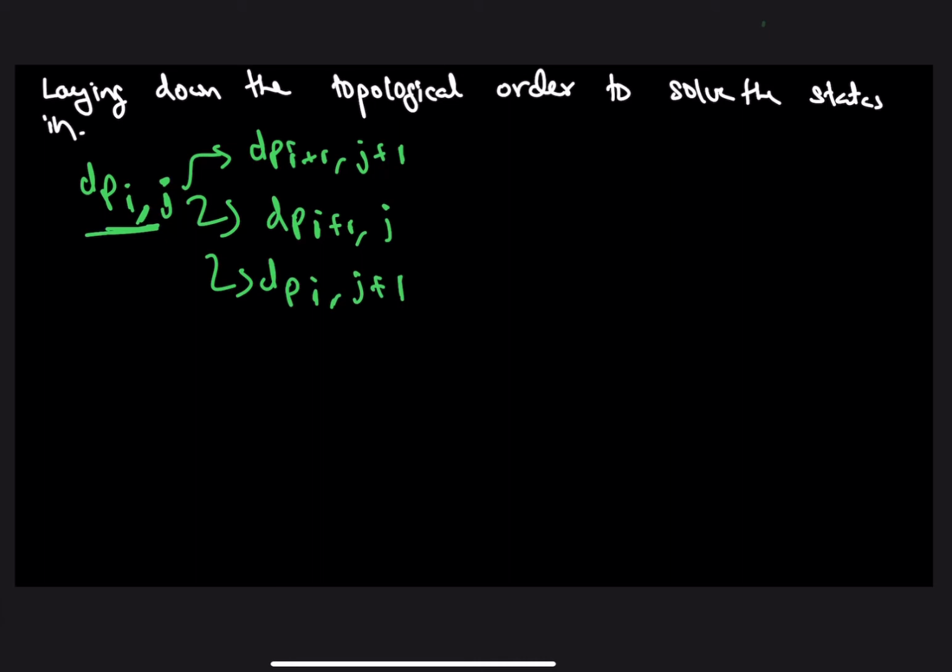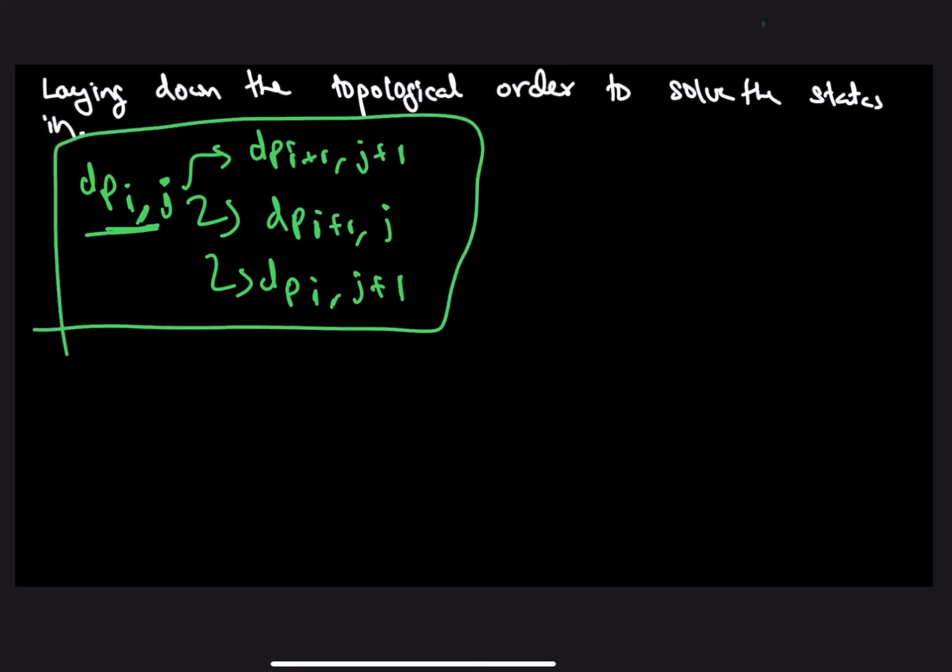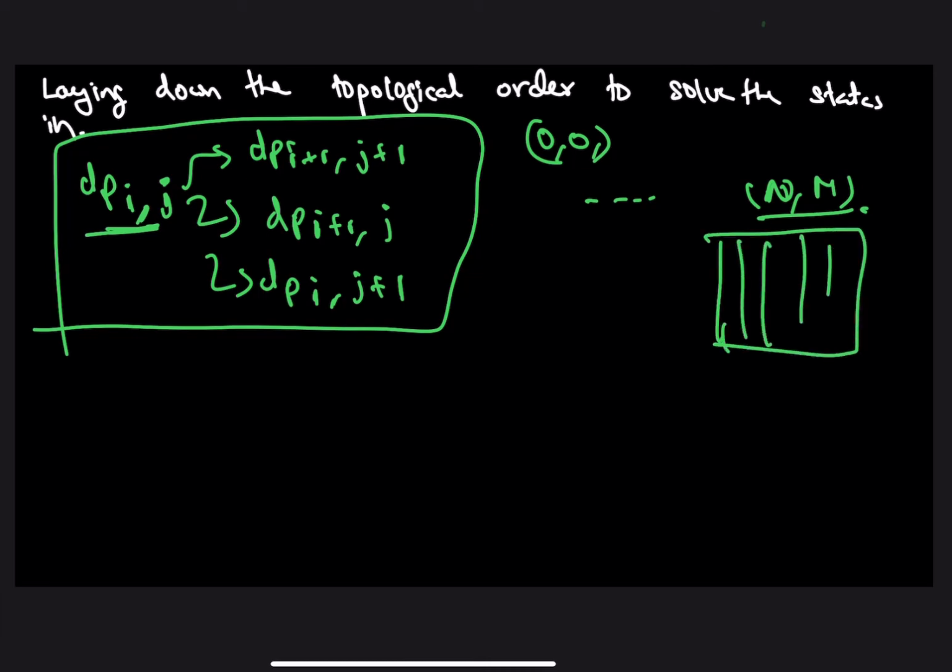If you have a look at this recurrence relation, let's say that since we have a two-dimensional DP, we will have states like this from 0 comma 0 up to n comma m, where n is the length of the first string and m is the length of the second string. So it will be something like a 2D array with n rows in total and m columns in total.